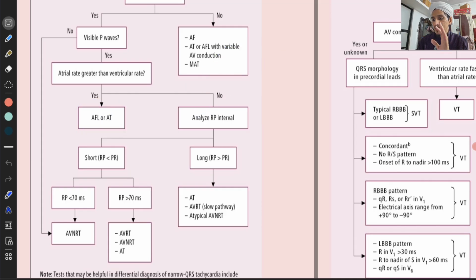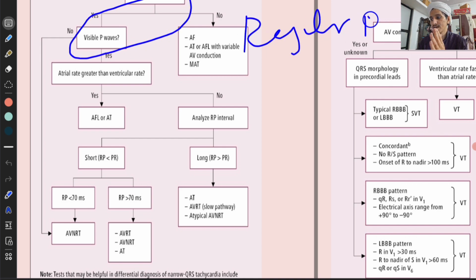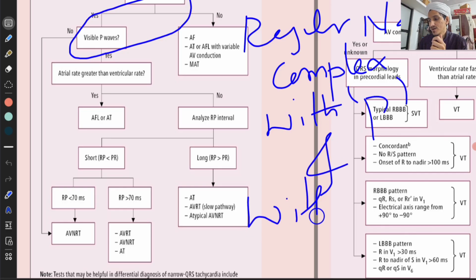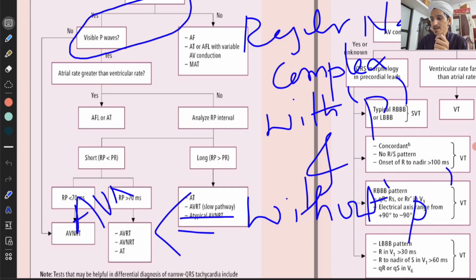So regular narrow complex tachycardia, this is the differential with P waves. Regular narrow complex with P wave, and one is without P wave. If it is without P wave, it is directly AVNRT. But if it is with P wave, then you should first exclude atrial flutter.